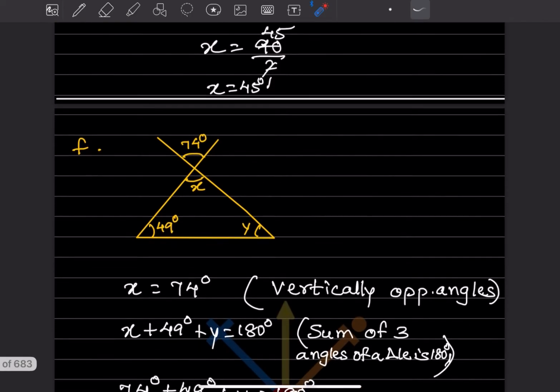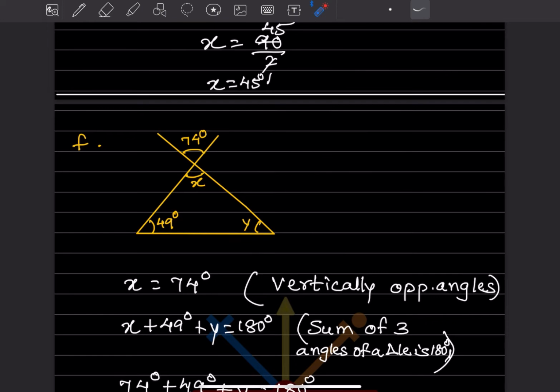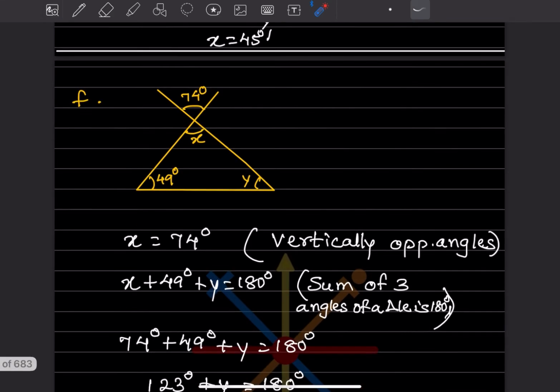Now look at this one. You can see this one is outside, and you have to find out the values of x and y. These are the unknowns over here. So what we can do first over here, we can see that this x and this angle are vertically opposite angles. So this is 74 degrees, which means this x also should be 74 degrees. So this is the first point we are going to write.